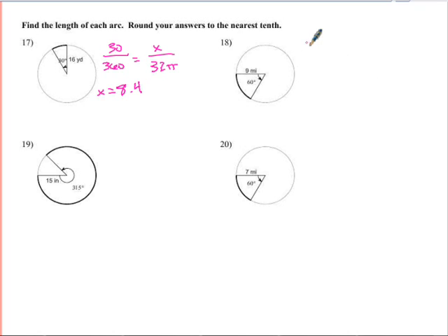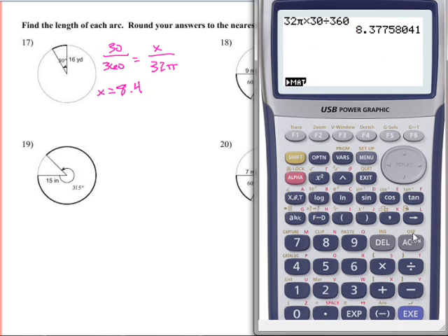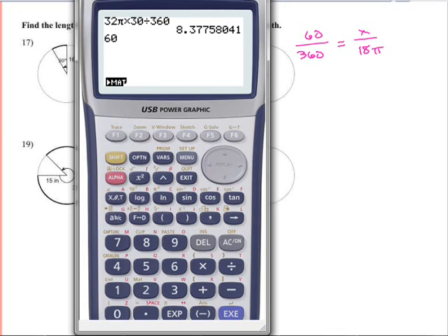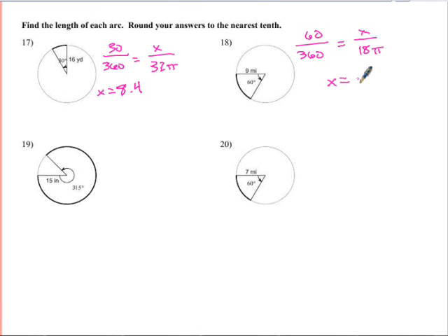Let's go ahead and set all of these up. Actually, well, we'll do one at a time. Let's not get ridiculous. 60 over 360 equals x over 18 pi. Back into our calculator. 60 divided by 360 times 18 pi. 9.4.